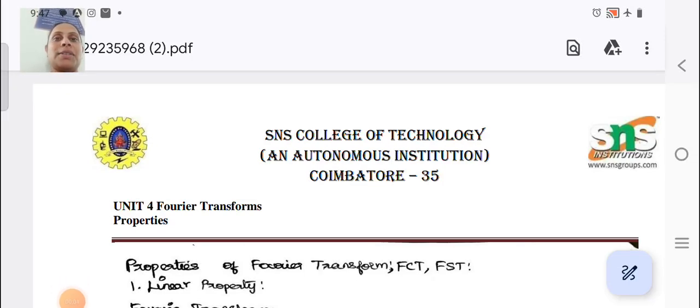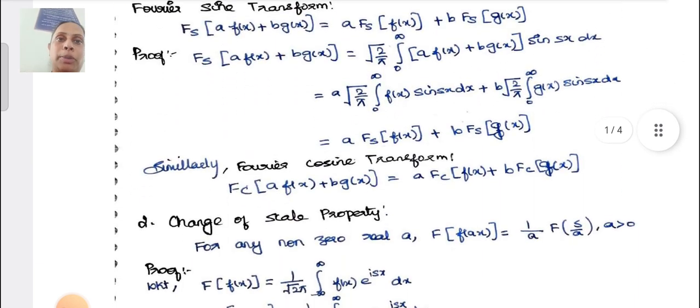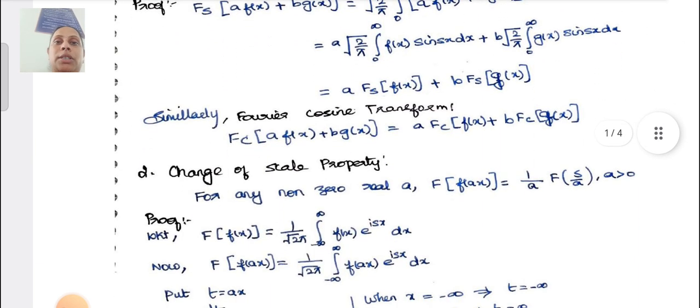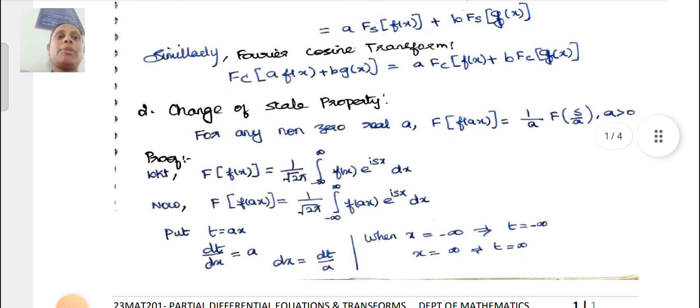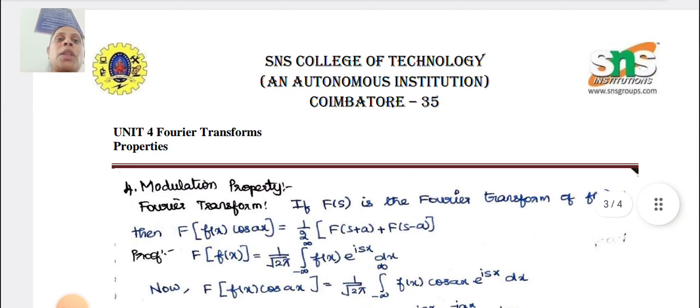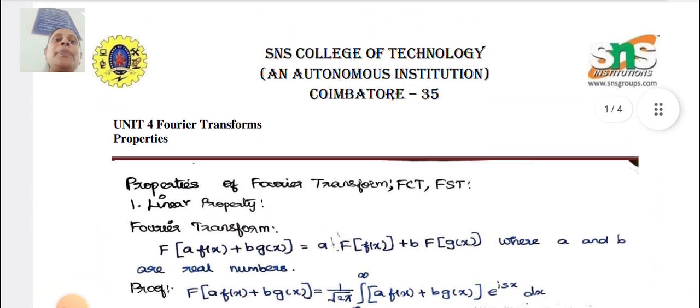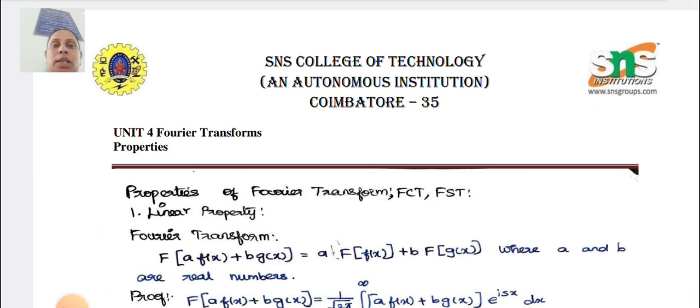Today we are going to discuss the properties of the Fourier transform. In this topic, we are going to see the linear property for sine and cosine transforms, the change of scale property, the shifting property, and the modulation property. First, we are going to see the linear property of the Fourier transform.